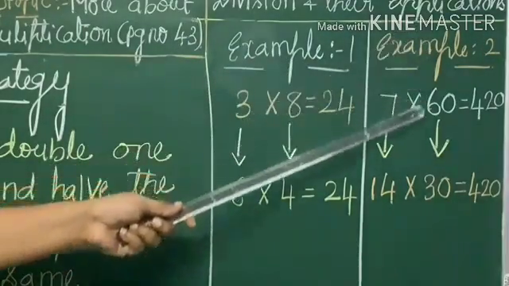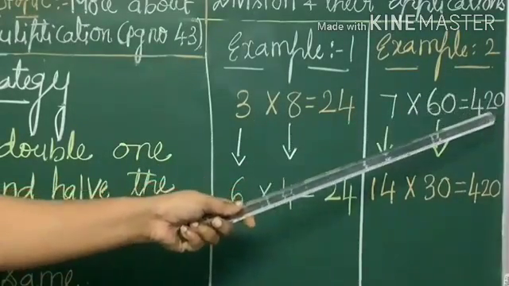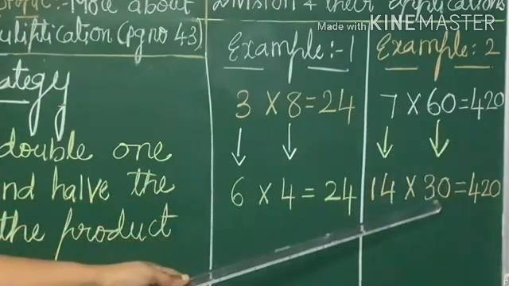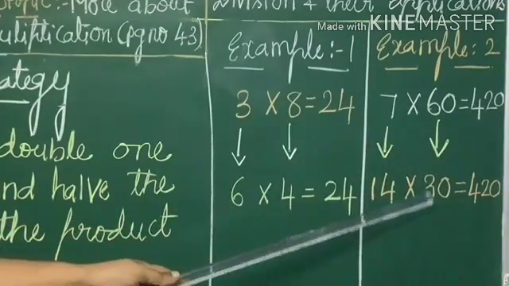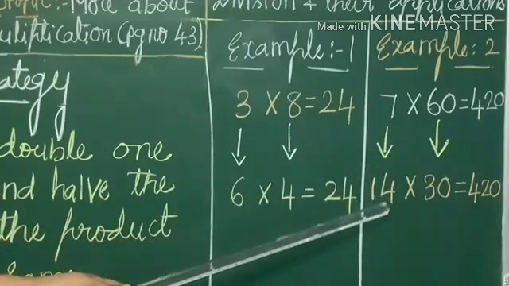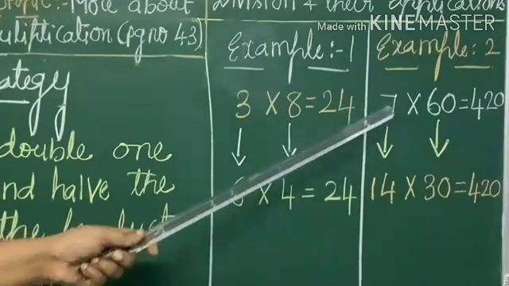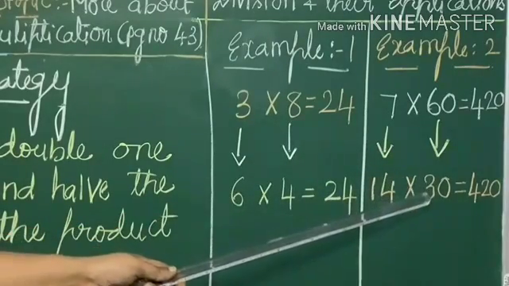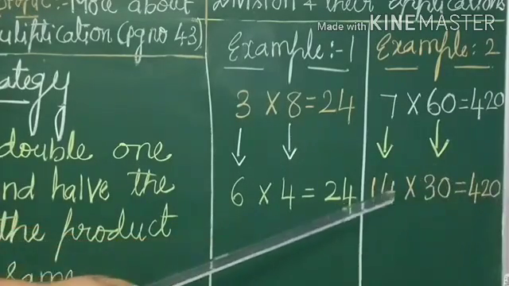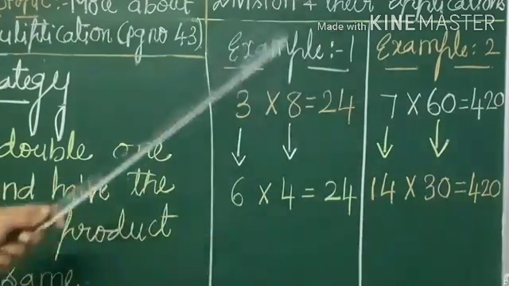Now here one more example we will see. Here 7 into 60 equals 420. Now here which is the biggest number? 60. That you make half. That is 60 divided by 2 is 30. Now which is the smallest factor in this? It is 7. You have to make it double. You should write it as 7 plus 7, 14, or 2 7s are 14. Now 14 into 3 how much? It is 42. How many zeros are there? 1 zero. Put 1 zero here. 14 into 30 equals 420. So you got the same product. This is one more strategy.